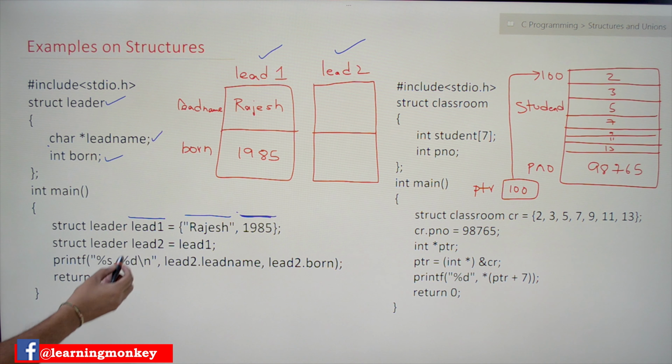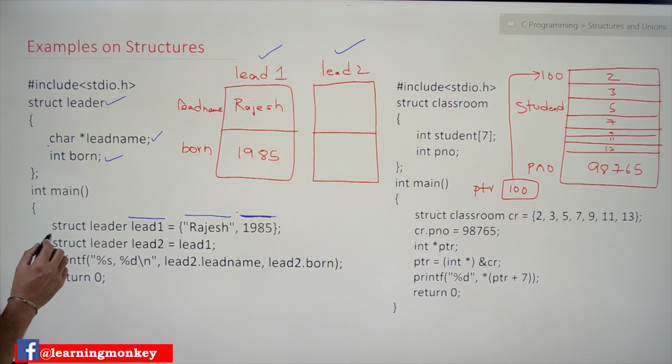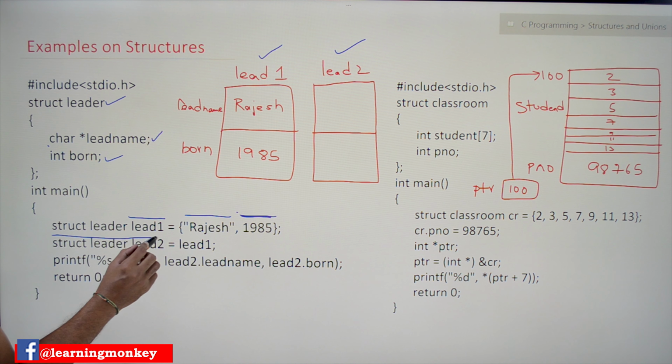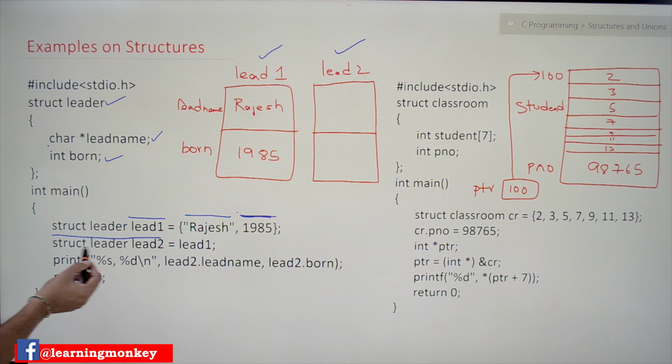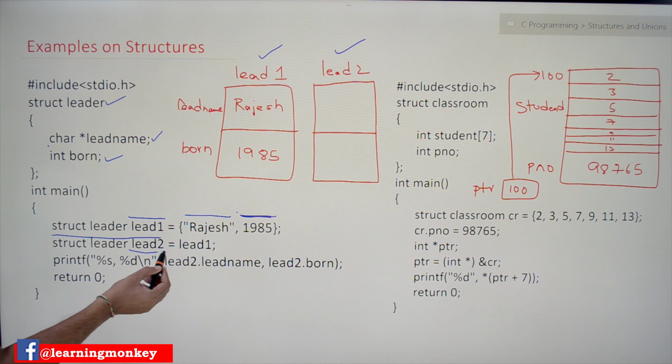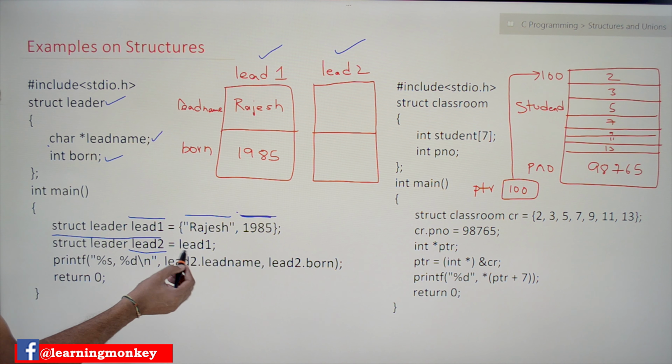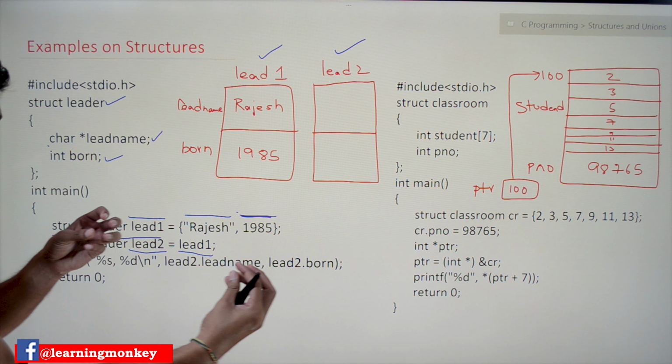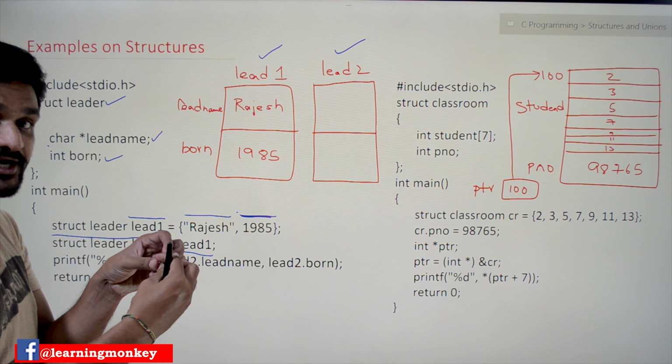And now what we have done is we have declared a new variable. That variable is a leader structure variable, and the name of that variable is lead2, and we are assigning the values of lead1. So the lead1 variable is getting assigned to lead2.